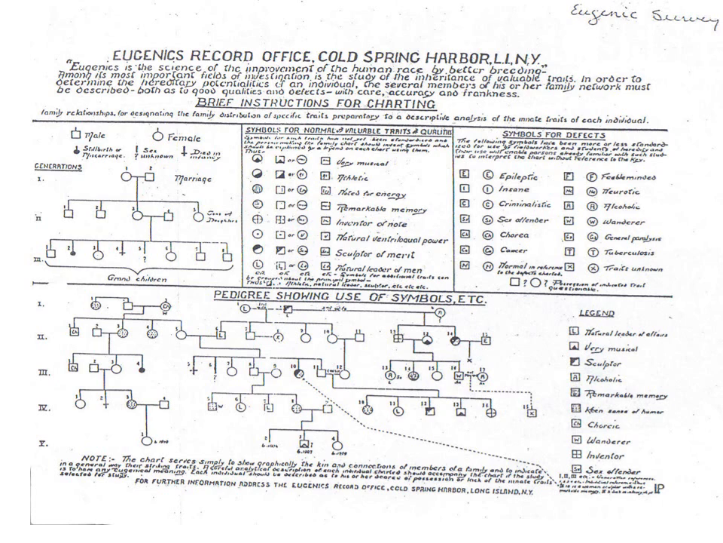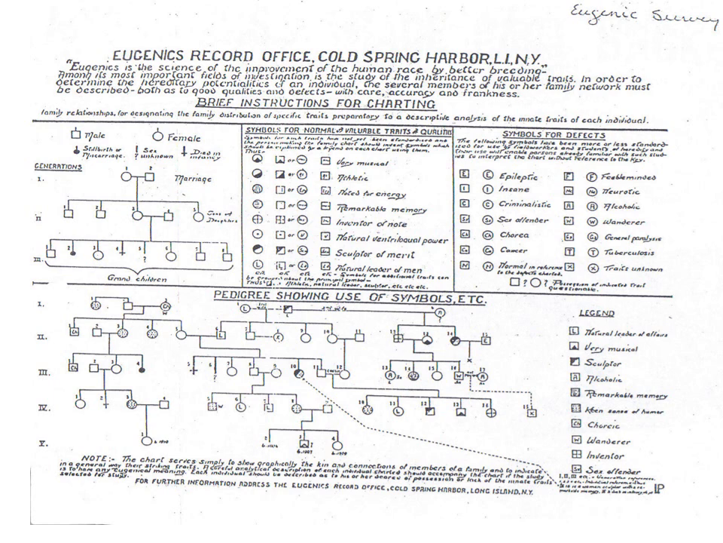At Cold Spring Harbor, what they were attempting to do, like we said before, is to get these pedigrees on people and to figure out what these traits are that are good or not good for breeding, right? Up at the top you can see it says: eugenics is the science of the improvement of the human race by better breeding. Among its most important fields of investigation is the study of the inheritance of valuable traits. In order to determine the hereditary potentialities of an individual, the several members of his or her family network must be described both as to good qualities and defects, with care, accuracy, and frankness.